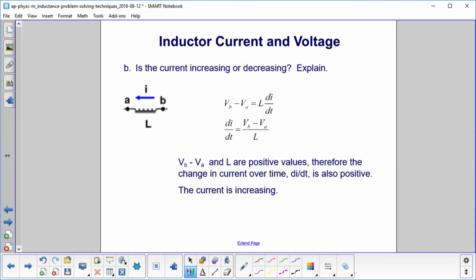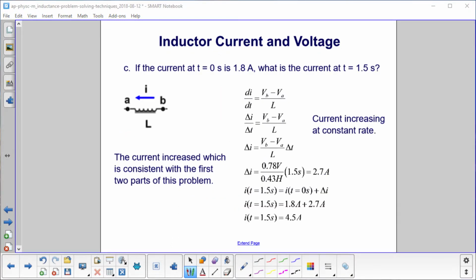Is the current increasing or decreasing? Explain. We have our expression here for the potential difference. And in the presentation, it was written VA minus VB. Why? Because the current was going this way. It's always the entrance minus the exit. Do a little algebra, and we find that di/dt has to be positive because VB minus VA is positive, L is positive, therefore the current is increasing.